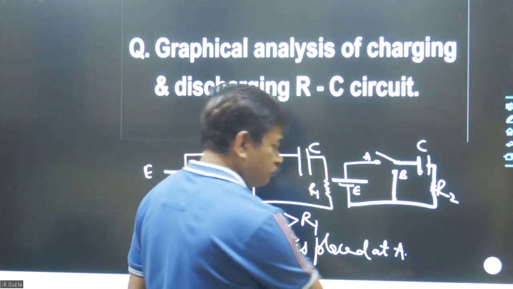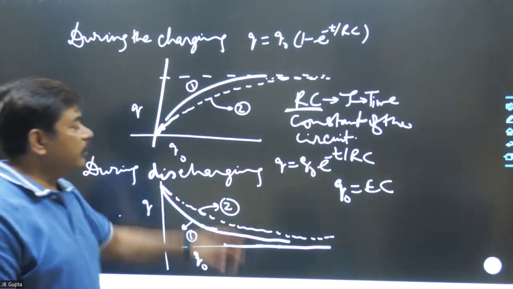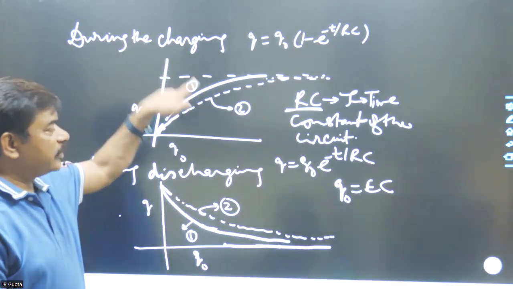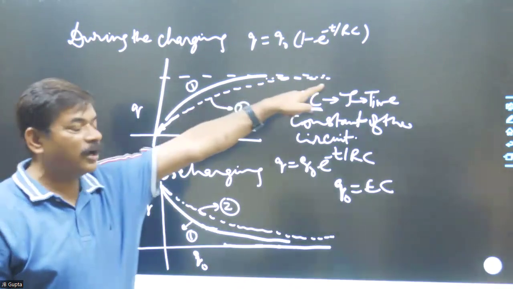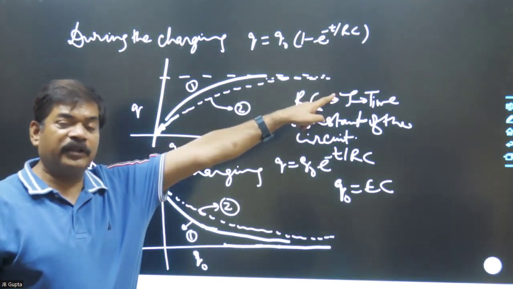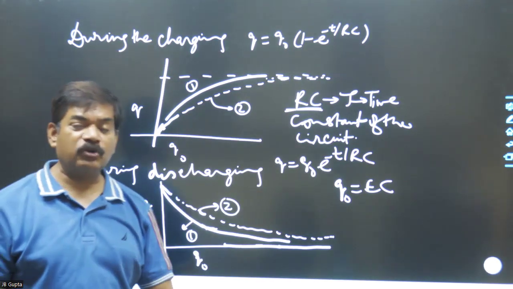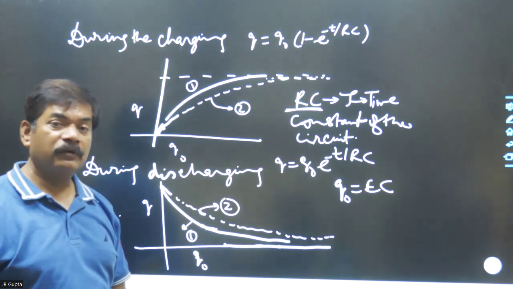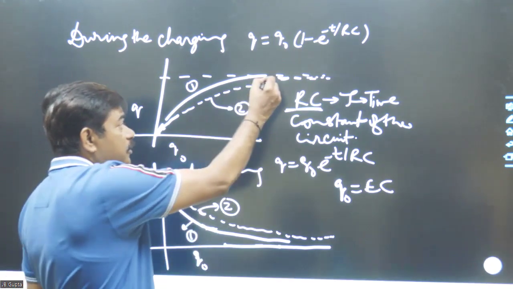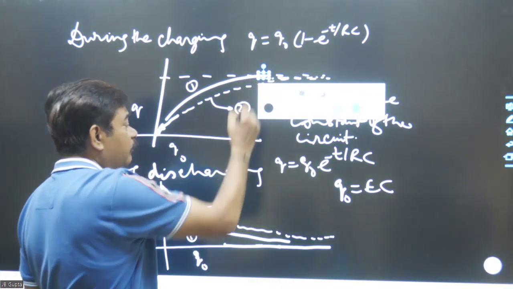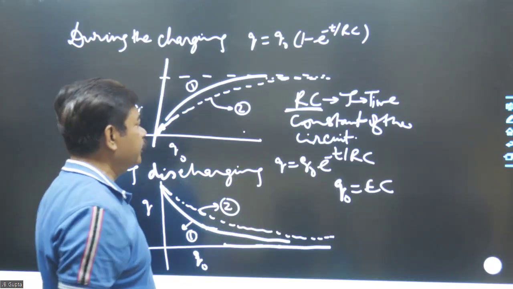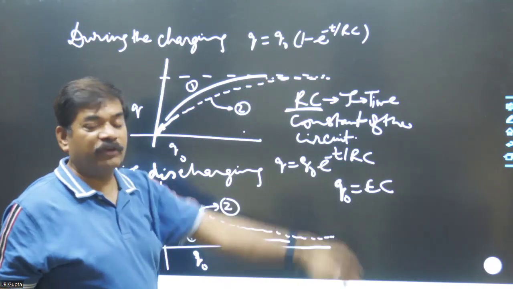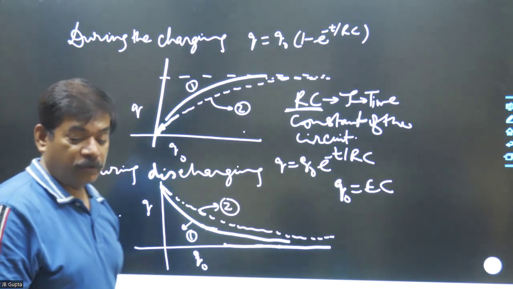So you see here, in circuit 1 and in circuit 2, the maximum charge will be achieved at infinity, at time t equals infinity. That will be Q naught in both the cases. But in the first case, charge will take relatively lesser time. And in the second case, charge will take more time.